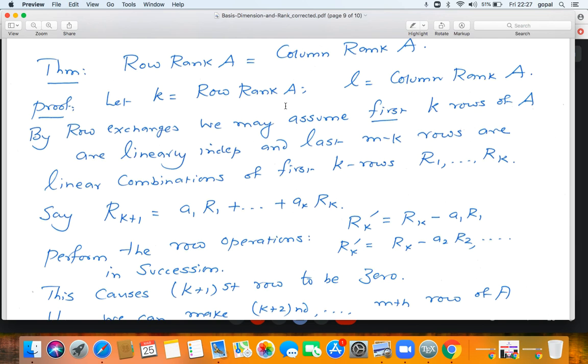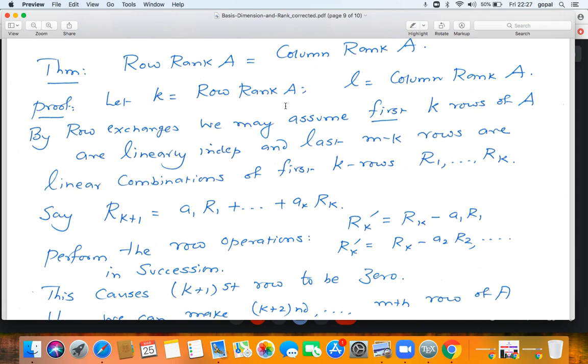So let us call K the row rank of A. Let us call L the column rank of A. Now I can perform row exchanges. I can exchange the rows, and I may assume that the first k rows of A are linearly independent and the remaining rows are linear combinations of the first k rows. That is, the last m minus k rows are linear combinations of the first k rows. For example, the k plus first row is a1 r1 plus dot dot dot plus ak rk.